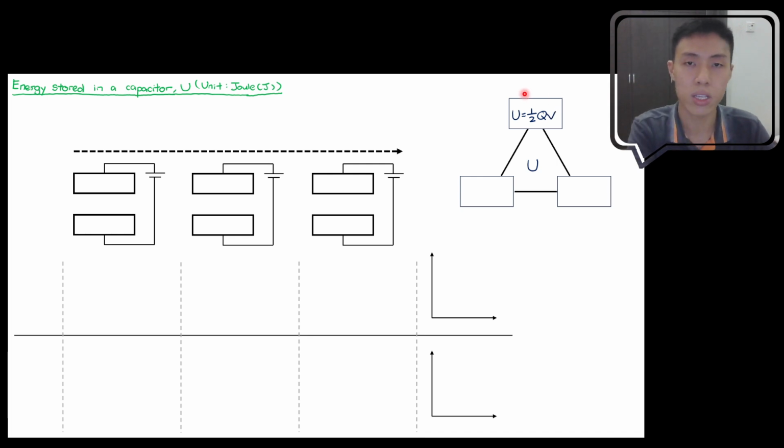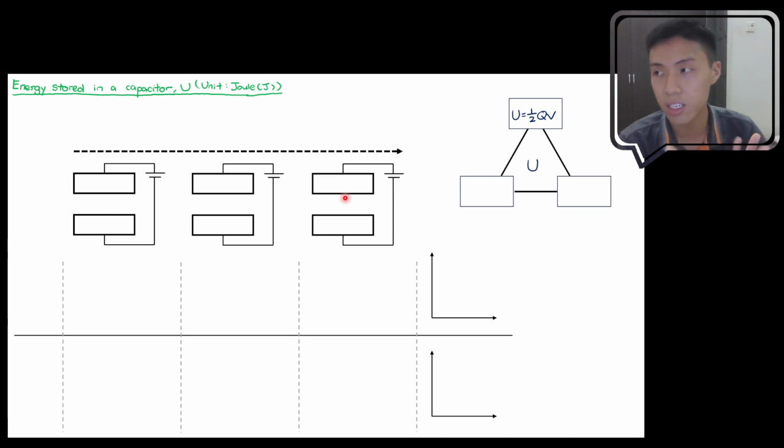That means if we know the amount of charge stored in a capacitor and we know the potential difference between the two capacitor plates, if you just take half multiplied by the charge stored and the potential difference, you are able to get the energy stored in this particular capacitor.